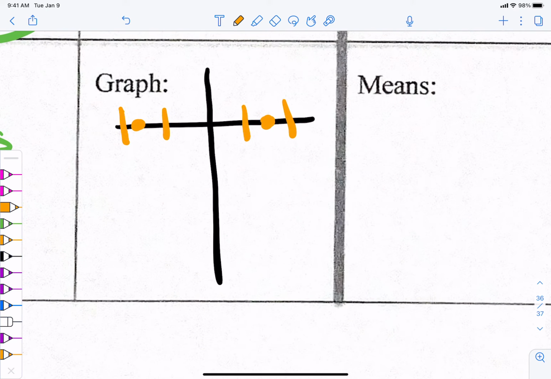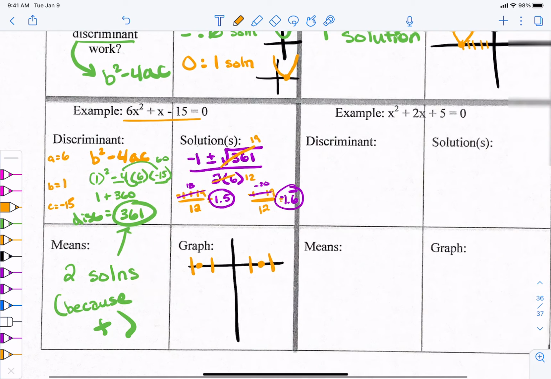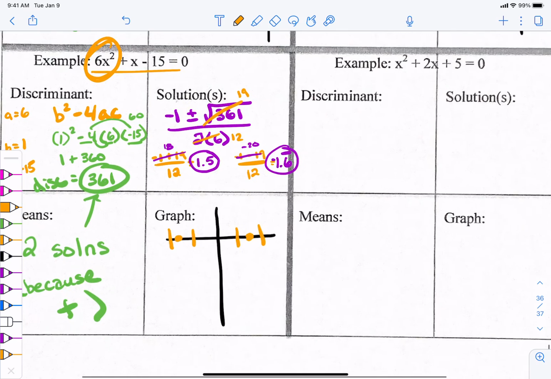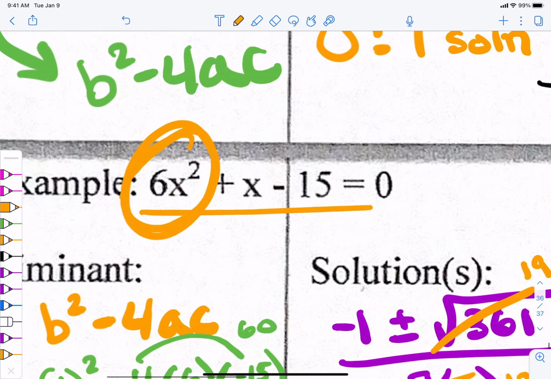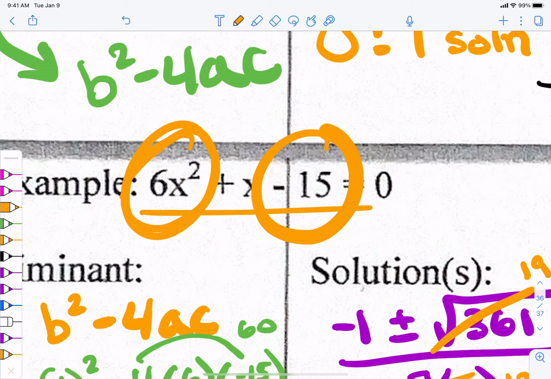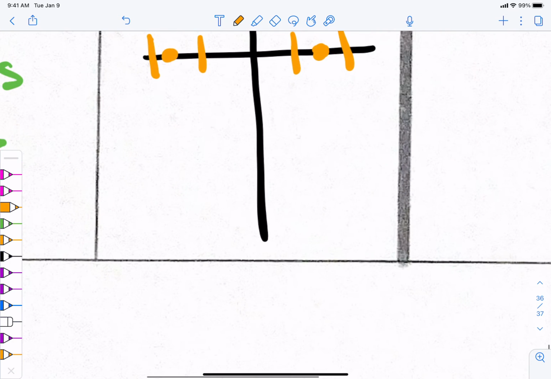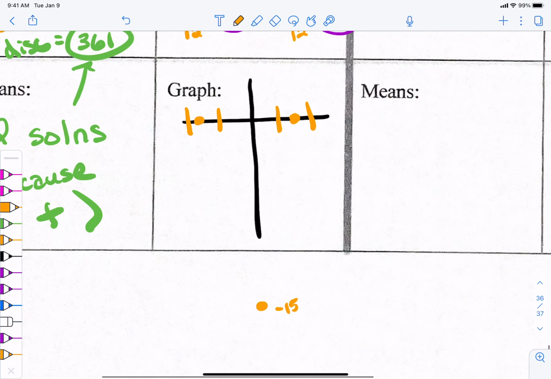Is it smiling or is it frowning? It's smiling. How do you know? Because there's no negative in front of the x squared. It's a positive 6x squared, so it's going to smile. Now, where is it touching the y-axis? 0, negative 15. So it goes all the way down here at negative 15.